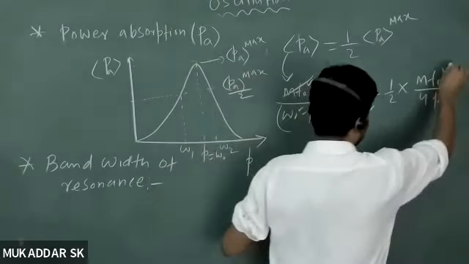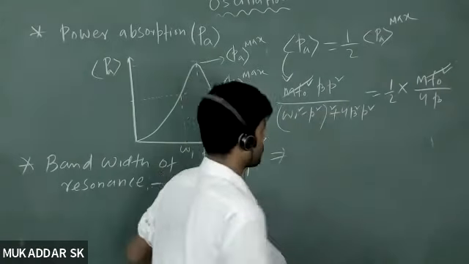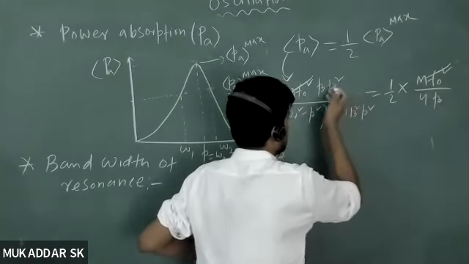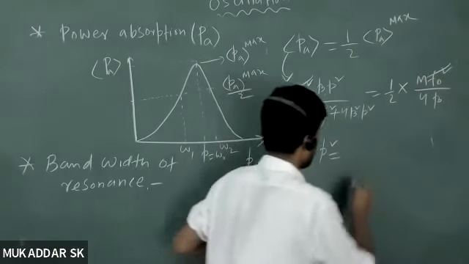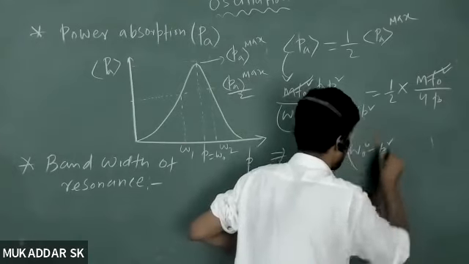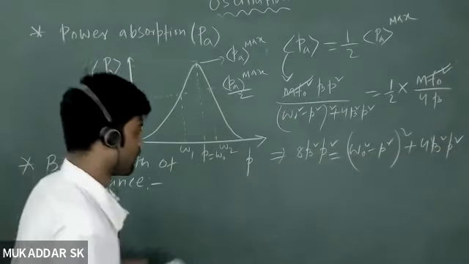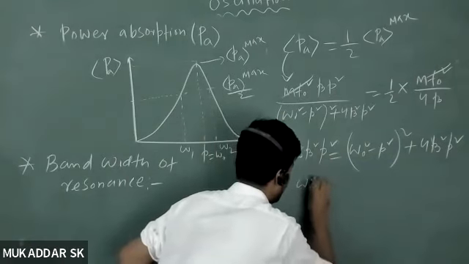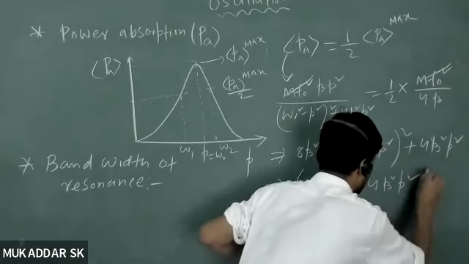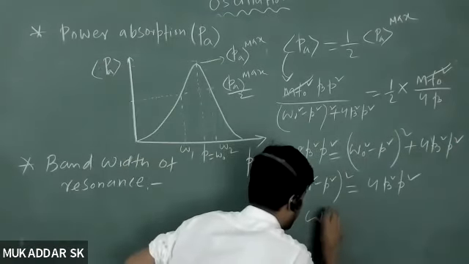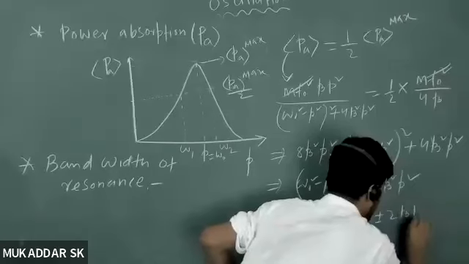So m f naught square will be cancelled. If you rearrange it, this is 8 beta, and bringing this side, it becomes 8 beta square p square, which equals omega naught square minus p square whole square plus 4 beta square p square. Further rearranging, omega naught square minus p square whole square equals 4 beta square p square. It means omega naught square minus p square equals plus minus 2 beta p.